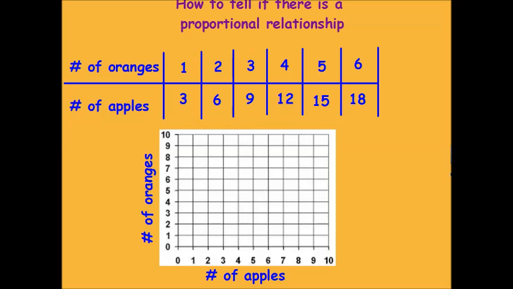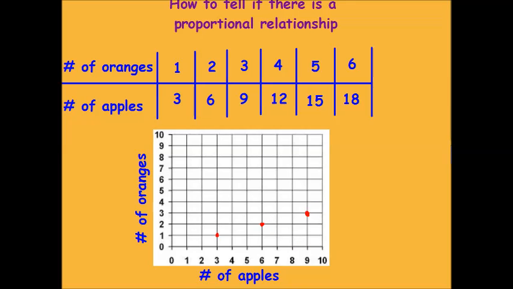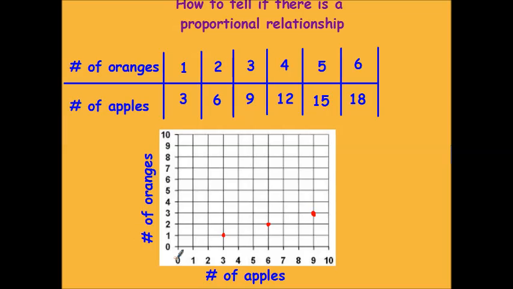Another way to tell if you have a proportional relationship is to look at a graph of the data. So here I'm going to graph all of the data, number of oranges to number of apples. If the graph of the data can be represented by a straight line that passes through the origin, then you have a proportional relationship. I'm going to do the best I can to draw this straight line here. A little shaky. But you can see it's a straight line when I connect all the points, and it passes through the origin.